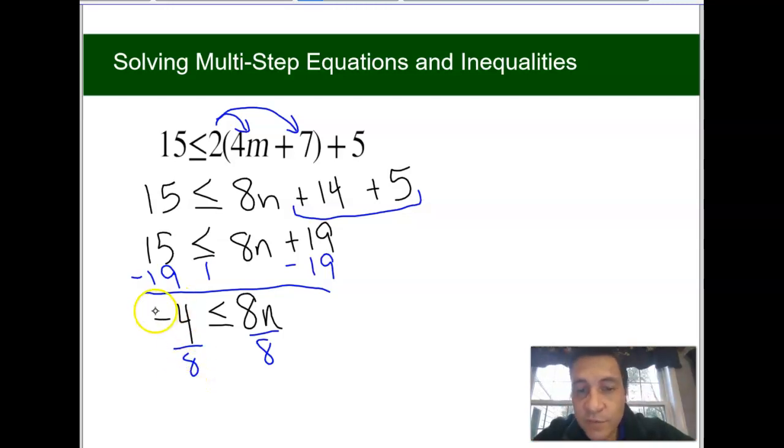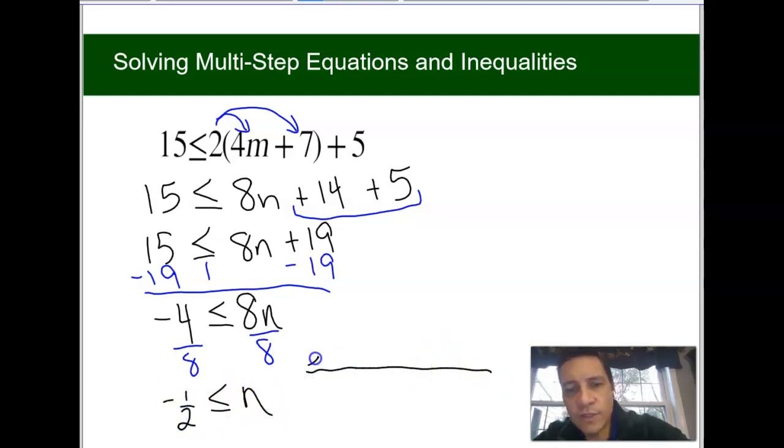Now notice, even though this 4 is negative, the 8 that I'm dividing both sides by is positive, so I do not need to change the sign. However, that is going to be a negative 1/2 because negative 4 over 8 is negative 1/2. That's what's equal to n.